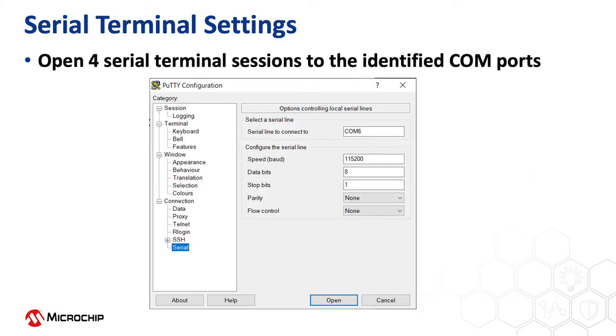Now, let's connect to these COM ports using a serial terminal software. We're using PuTTY Serial Terminal and opened 4 terminal sessions to each of the identified COM ports. The settings are 115200 baud, 8 data bits, 1 stop bit, no parity, and no flow control.